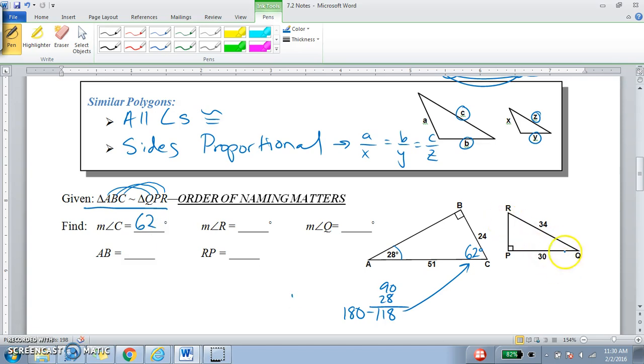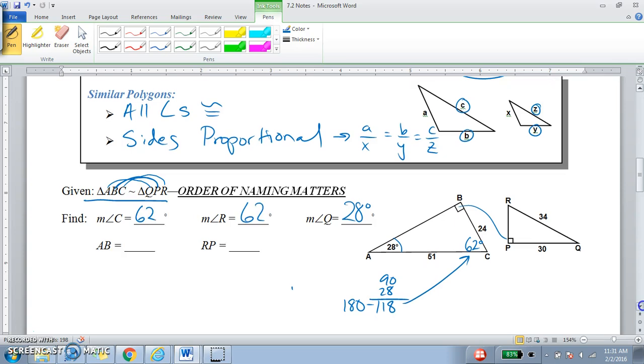So now to find these two angles, I just have to figure out which angle they match up with on the other triangle. So B would match up with, like we said, P, and those two are already matched, so B and P are both 90 degrees. A is going to match up with Q, so angle Q is going to be the same as angle A, which is 28, and R is going to match up with C, so that's also 62.